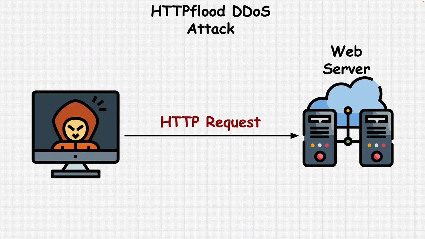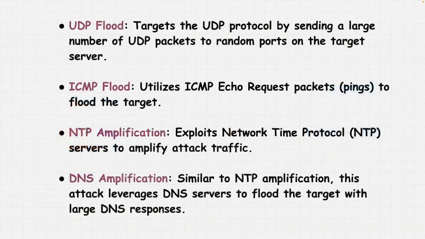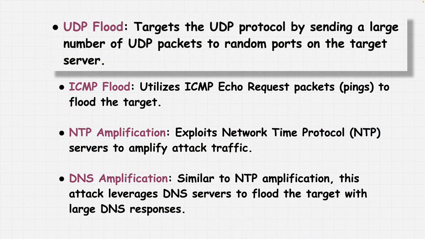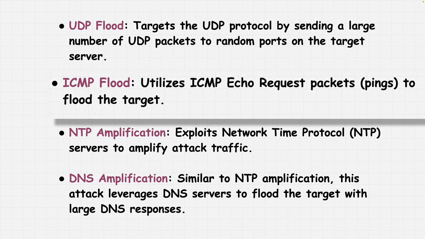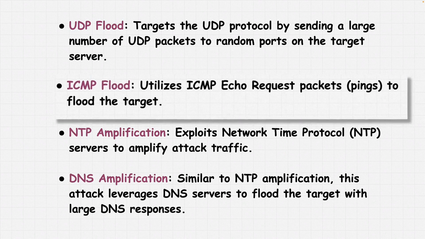Now, of course, besides these two, there are others, such as, for example, UDP flood, which targets the UDP protocol by sending a large number of UDP packets to random ports on the target server. The server attempts to process these packets, leading to resource exhaustion and network congestion. Also, ICMP flood is utilizing ICMP echo request packets or pings to flood the target. This consumes both bandwidth and processing resources, causing a denial of service.